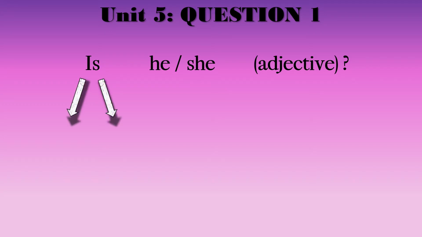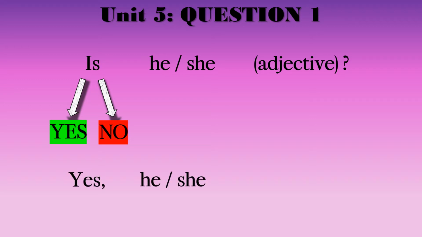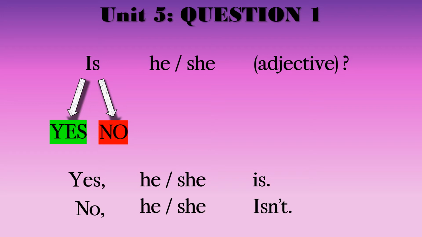Now this question has 2 answers. What kind of question is this? It's a yes, no question. The answer must be yes or no. So let's ask another question. Is he handsome? Yes, he is. Is she old? No, she isn't.